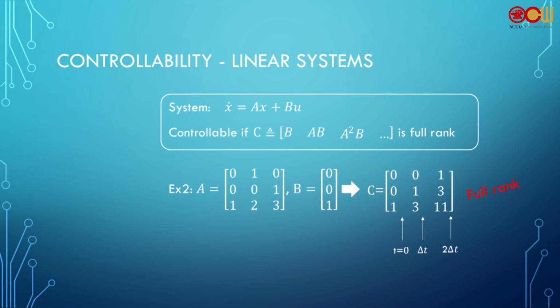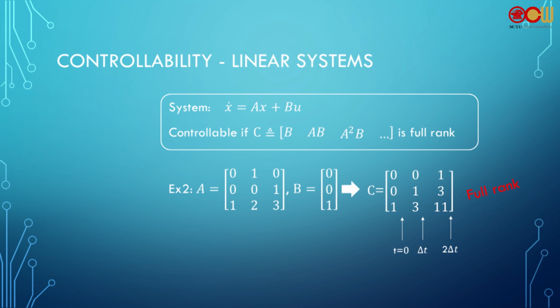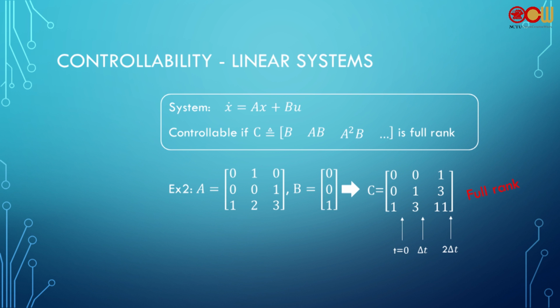The previous slides for controllability were for linear systems. How about for nonlinear systems? It's more complicated. Why? Because in the previous slides, this guy is a constant. It's not a function of x. But for nonlinear systems, this g can be a function of x. That means once you change the state, this matrix will also change. So it becomes very complicated. Every time it changes. So the criteria in this linear case can no longer be applied. We need a new criteria.